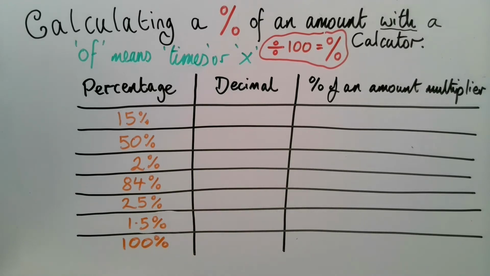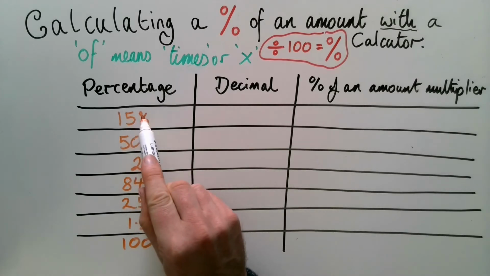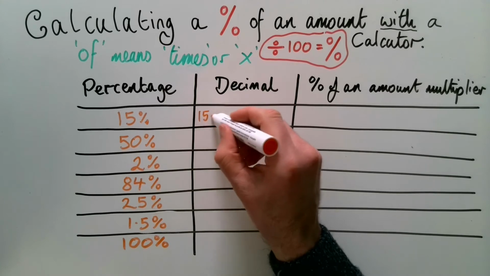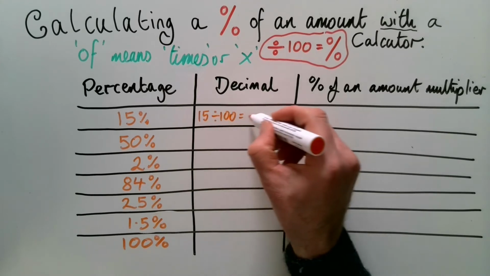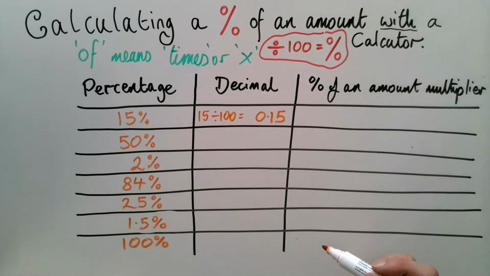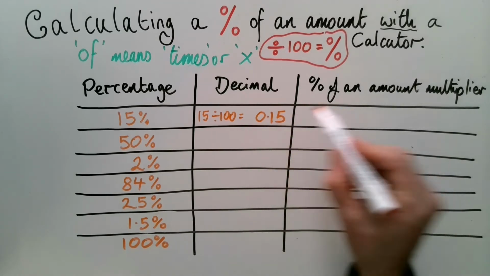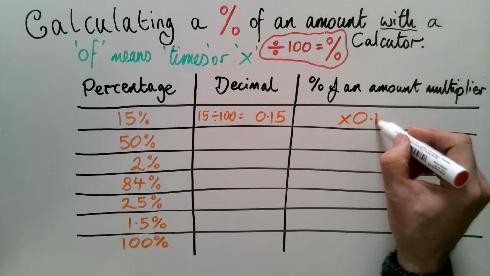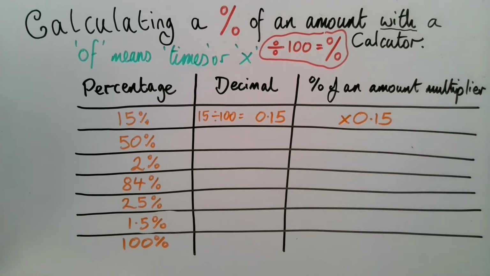Okay, so to turn something from a percentage to a decimal, all you've got to do is remember that this means 15 divided by 100. So 15 divided by 100, you move the decimal point 2 places, is 0.15. And then that is your percentage of an amount multiplier. So I'm going to write times 0.15 there. And it's the same deal all the way down.